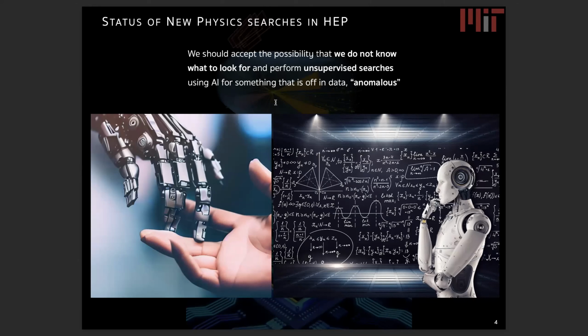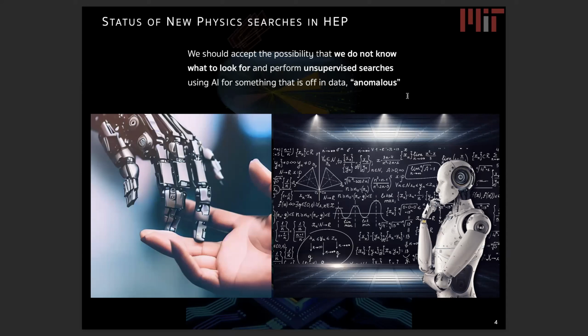And so the idea with anomaly detection is to use AI, machine learning algorithms, to search for something that is just anomalous in our data. So we're not searching for anything specifically motivated by a specific theory, theoretical research, but just look for something that doesn't look like anything else and is just weird and anomalous in the data.